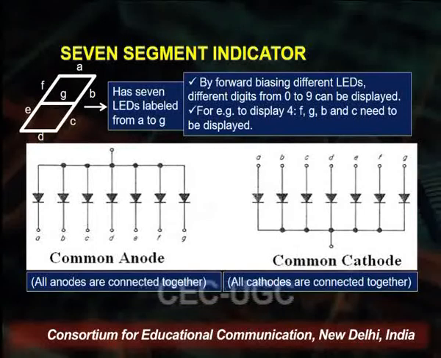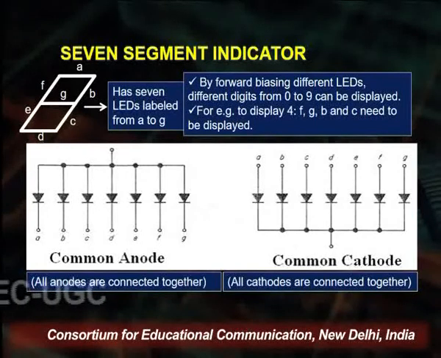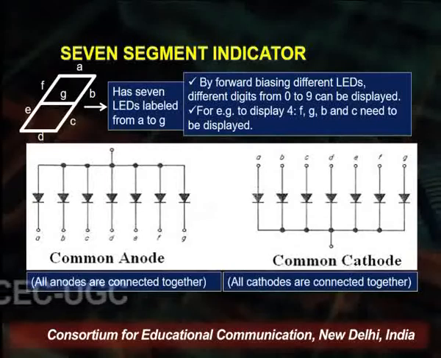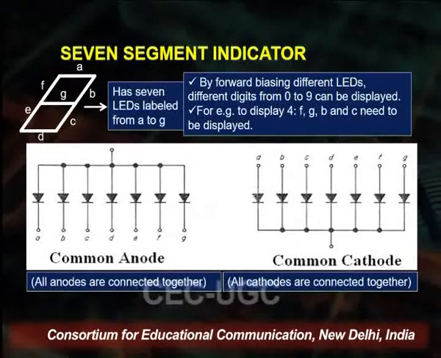This is the hardware portion that we are discussing. In this case, we see that we have LEDs here. The LEDs are arranged in the shape of the numeral 8, where each of these LEDs has a typical marking. They are denoted by A, B, C, D, E, F, and the center one is G. In order to display 7, we would require the LEDs A, B, C to glow. If all of them glow, then we get to see 8.